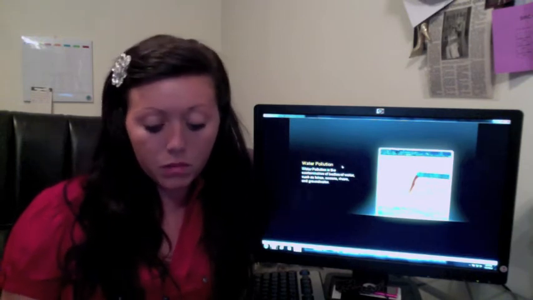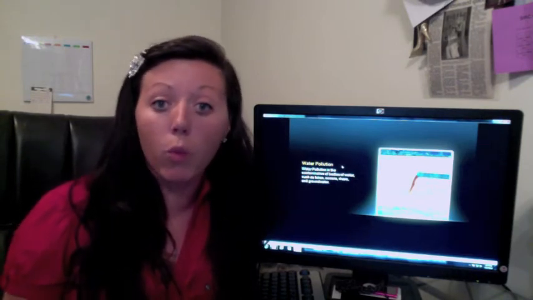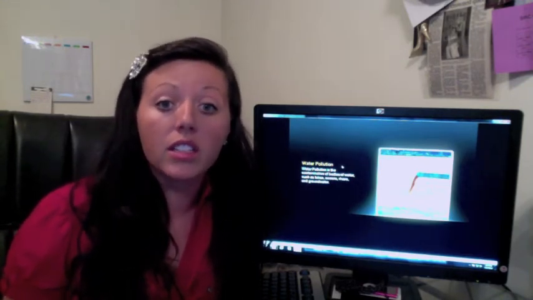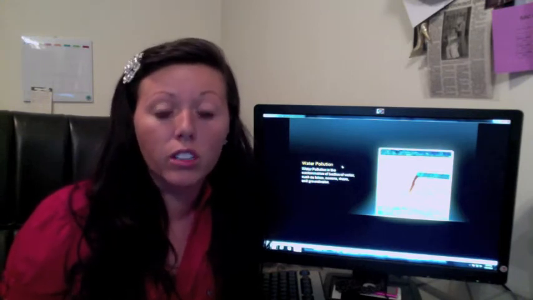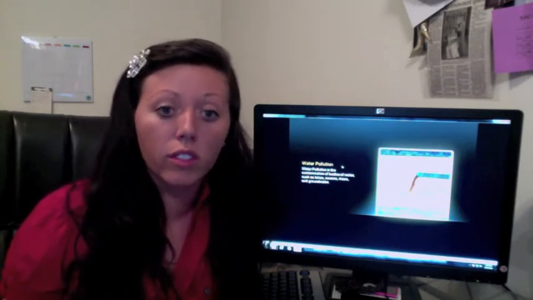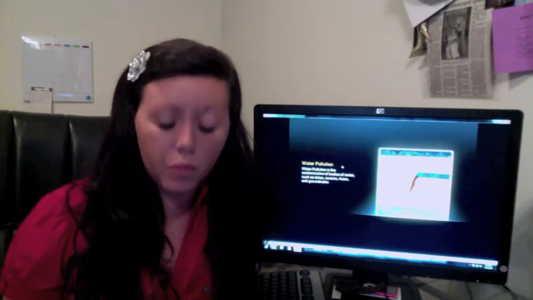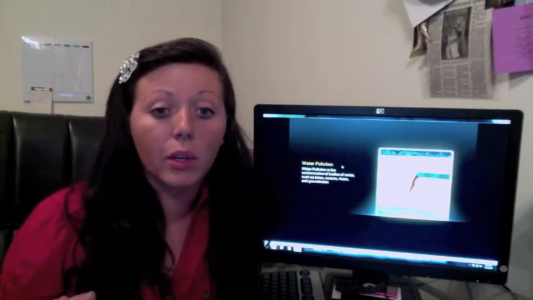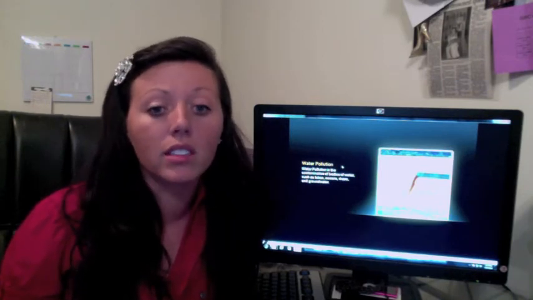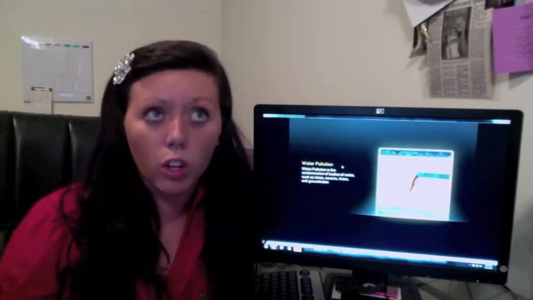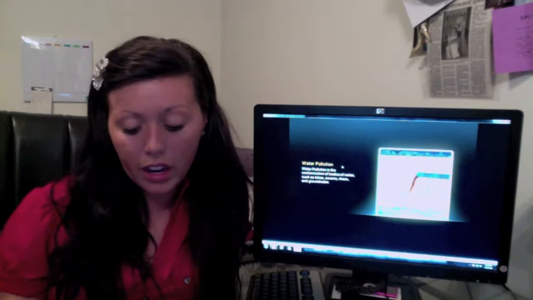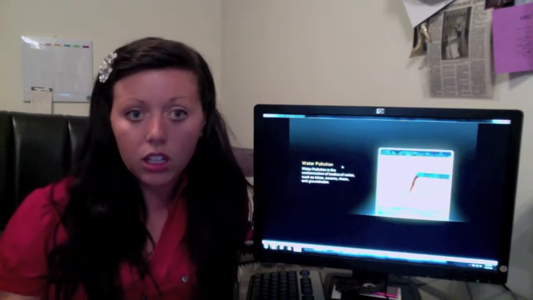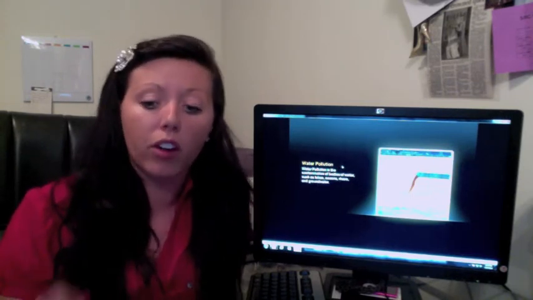So first I'll begin to explain what water pollution is. It is the contamination of bodies of water such as lakes, oceans, rivers, and groundwater. Water pollution is caused by human activities that can be harmful to organisms and plants, which live in the bodies of water that I had mentioned in the above paragraph.